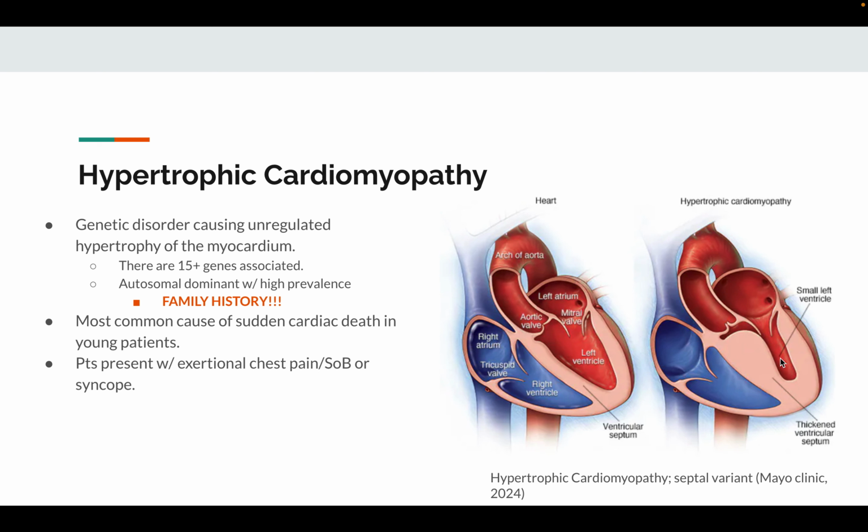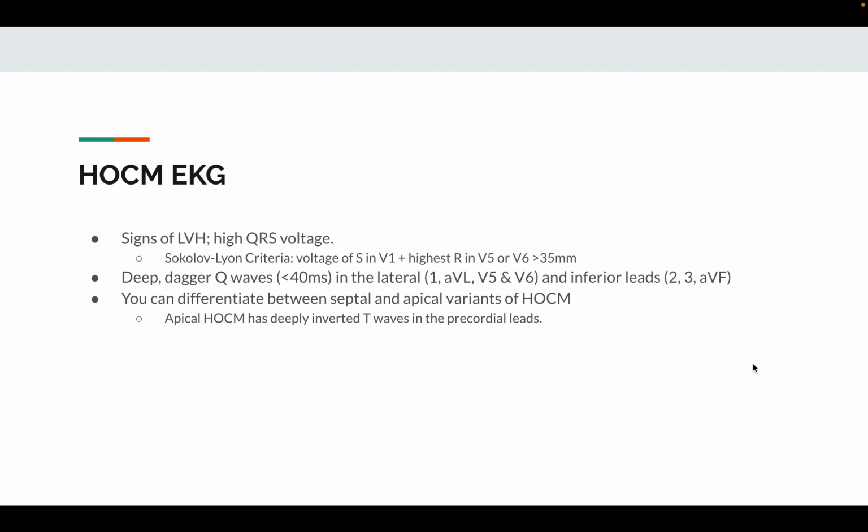Here's the septal variant, so you have a thickened ventricular septum. However, you can also have an apical variant, even though that's less common. So spotting HOCM on the EKG, first you have to look for signs of left ventricular hypertrophy, which is the high QRS voltage, and we could use the Sokolow-Lyon criteria, which shows that the voltage of S in V1 plus the voltage of the R wave in V5 or V6, whichever one you choose, the biggest one, is greater than 35 millimeters. And then you can also spot these deep dagger Q waves, which are less than 40 milliseconds in the lateral and inferior leads.